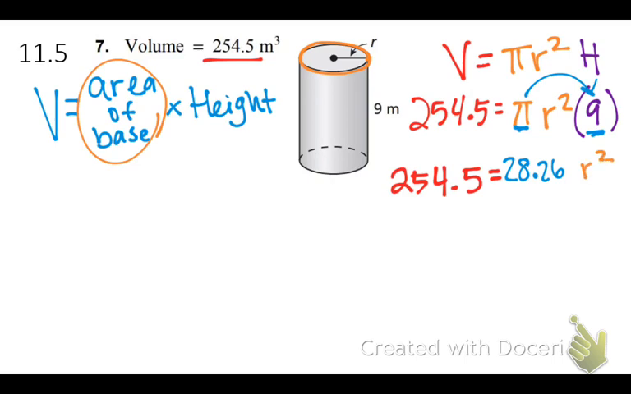So now what do I do to solve for r squared? Squared. Not yet. What do we do? Divide. So squaring should be the very, very last thing you do.